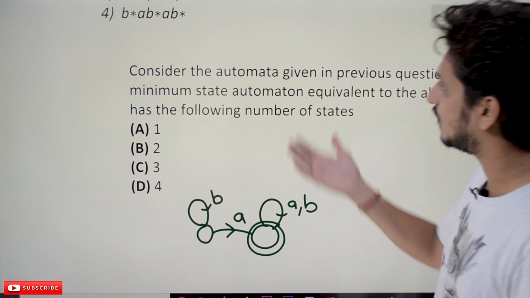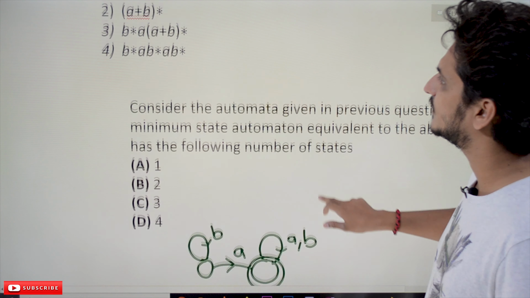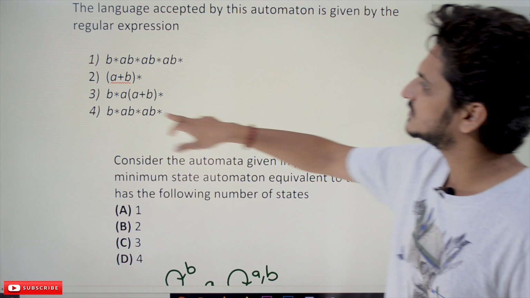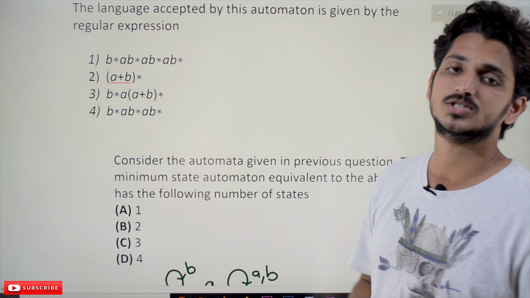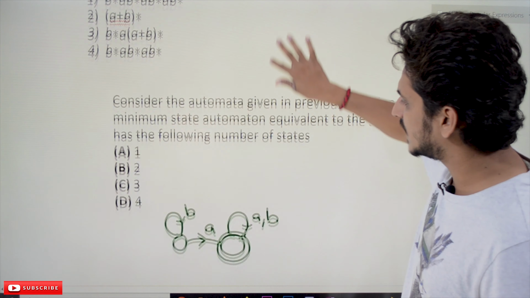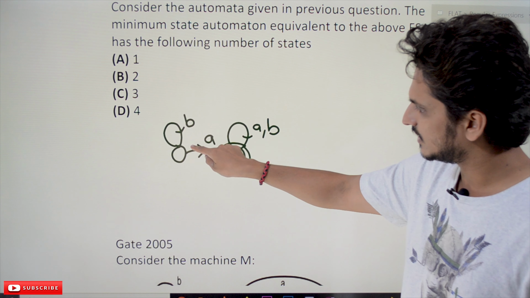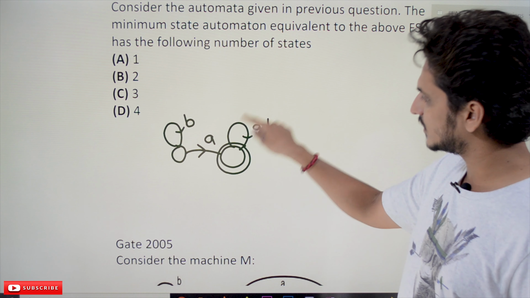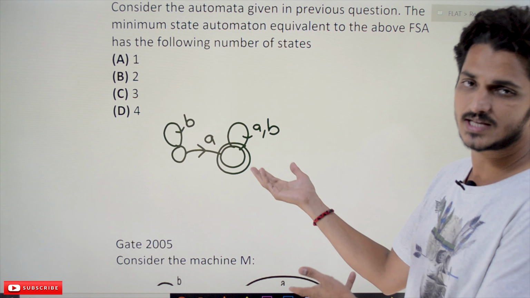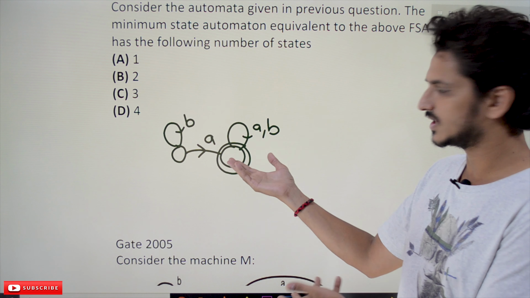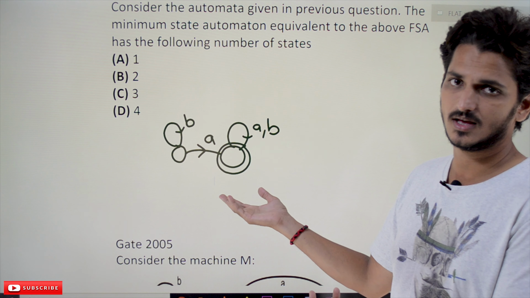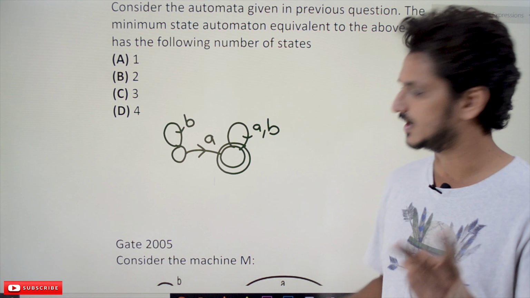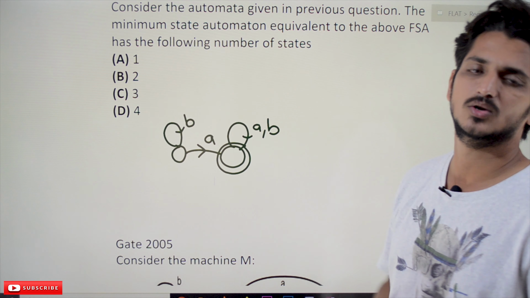So let's try to understand how to minimize the DFA. What's the regular expression for this language? b star a (a plus b) whole star. That means after b star a, you find anything over a comma b, and it is accepted. This is what the minimized DFA is. So how many states do we have in this minimized DFA? We have 2 states. That's why the answer is B, 2 states.